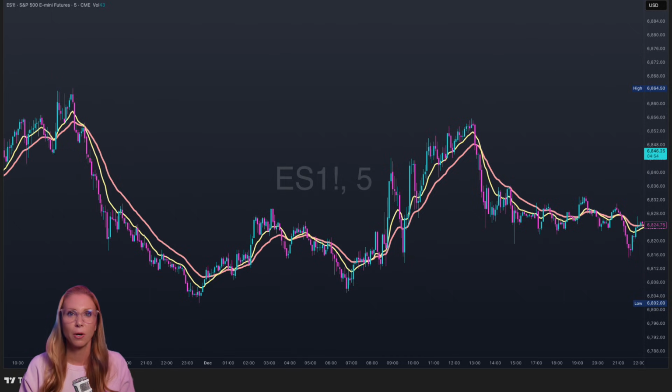The farther apart these two EMAs move away from each other, the more the trend is increasing. So as the trend starts to end, they're going to start coming together. We can maybe see this in the price action, but these EMA lines make it a lot easier to see. So when they cross, it's a sign that the trend is changing or reversing.